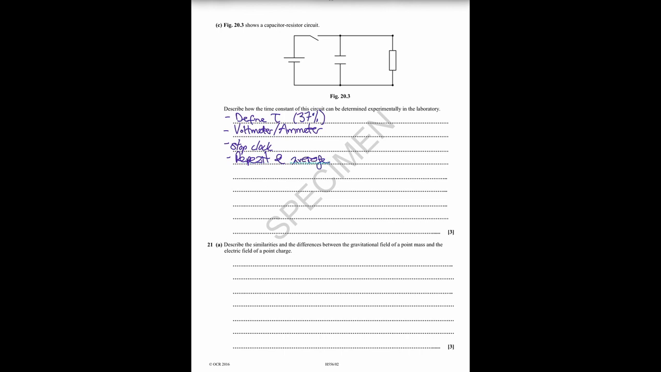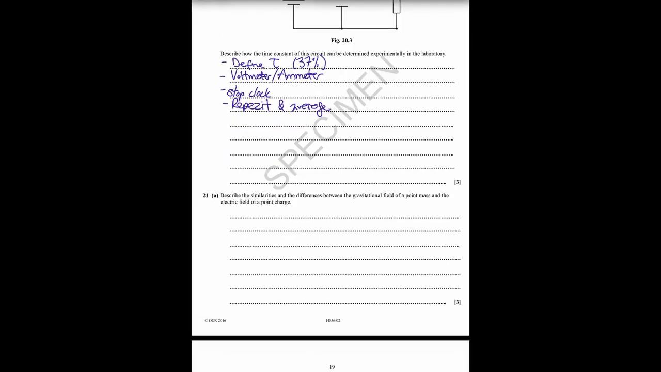I'm still going to make sure that I'm saying repeat and take an average, or some kind of idea of measuring more than one time constant. So after it's gone down to 37%, just let it keep on going. When it goes to 37% of that value, then take another reading. When it goes to 37% of that value, take another reading. So it's just some kind of idea in there that you do know that you should be taking averages for experiments, and then that one will be fine.